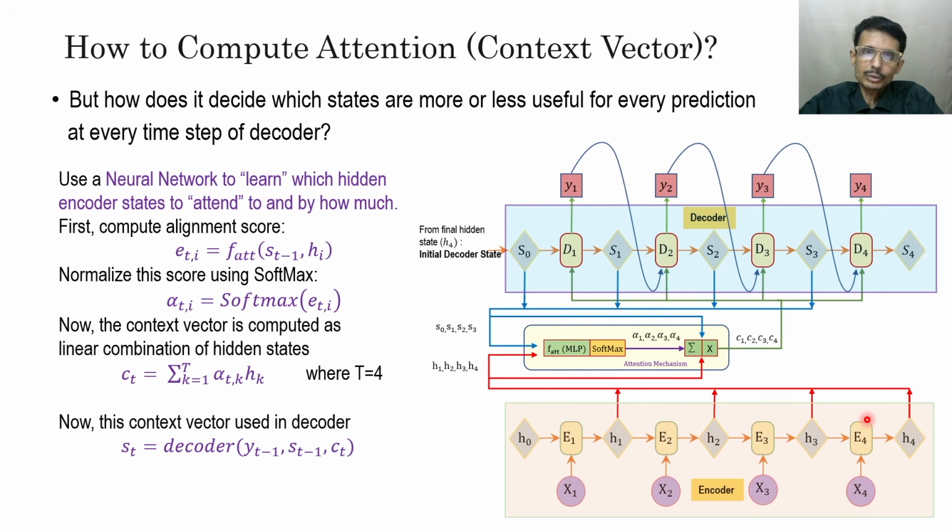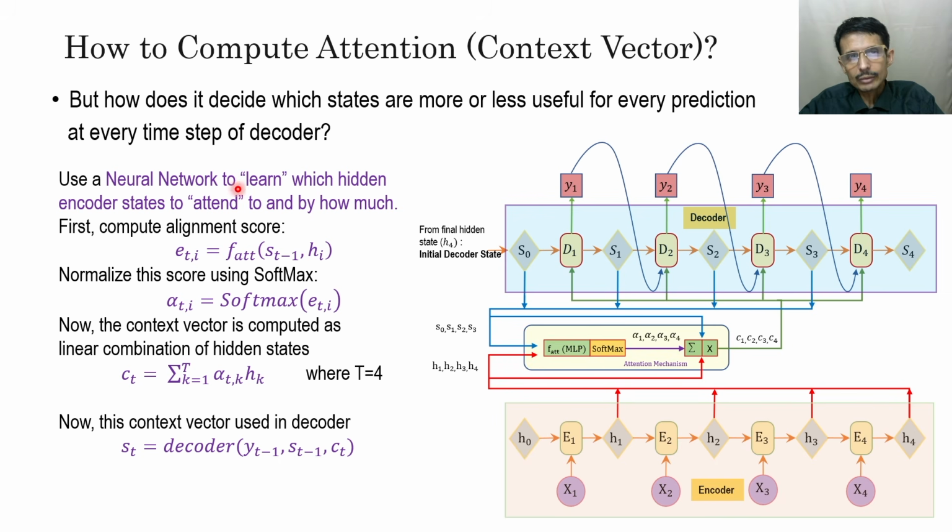Now, the most important question: how do we compute the attention or context vector using attention? So the main question is, how does it decide which states are more or less useful for every prediction at every time step of the decoder? That is the main important aspect. Here in this picture, we are trying to demonstrate how it is actually done.